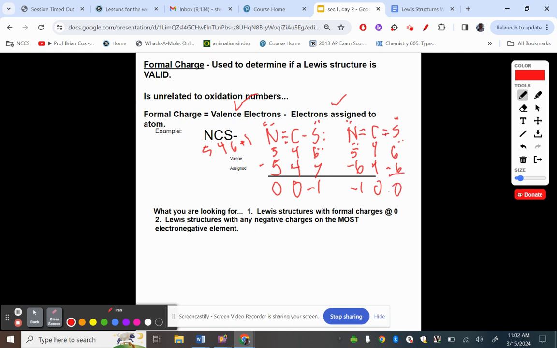Okay, so what we want is we want the most negative one to be assigned to the most electronegative atom. And so you have to look at the chart and you find out that N is more electronegative. So this structure is actually better. You want all zeros, or you want a negative charge to be on the most electronegative element. So you're going to see that a lot when they start explaining where that's from. Okay. All right.